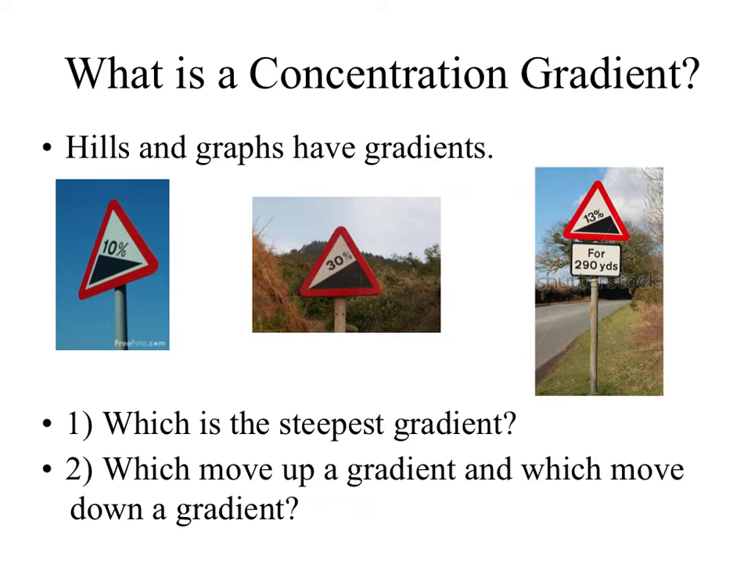Active transport is something a little bit different from diffusion and osmosis, which is what you've been doing previously. First of all, we're just going to look at concentration gradients. These are hills and graphs. They also have concentration gradients like we talk about in terms of the movement of molecules. Which one's the steepest gradient? Which ones move up the gradient, and which ones move down the gradient? Have a look at them, put your answers in, pause the screen, and I'll put the answers up in a minute.